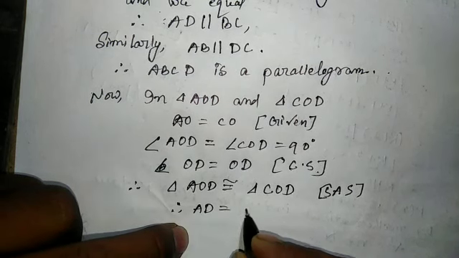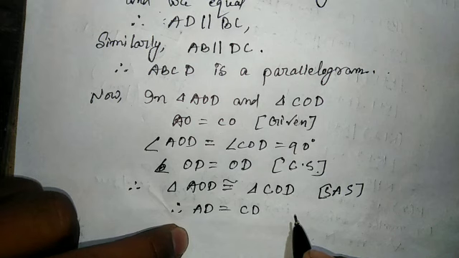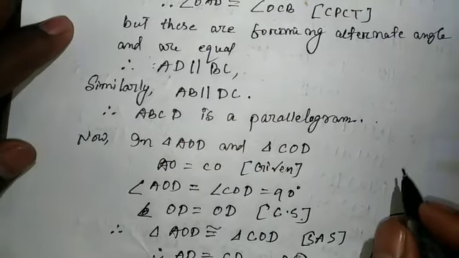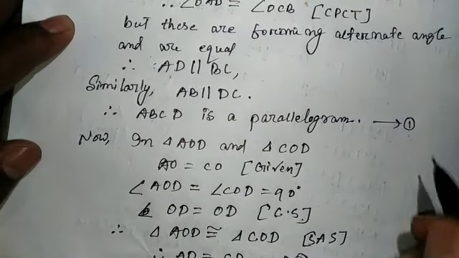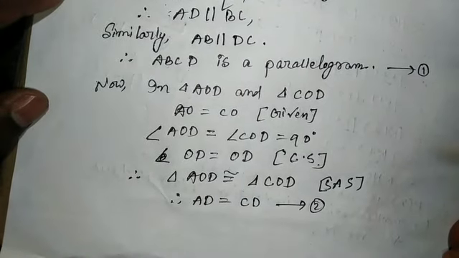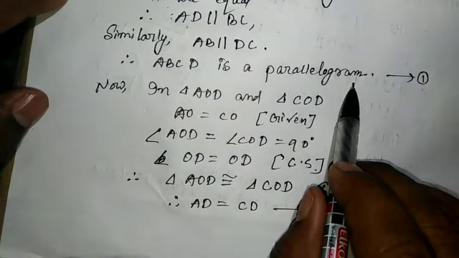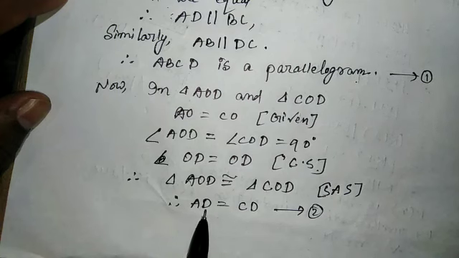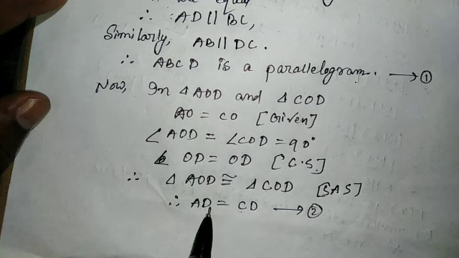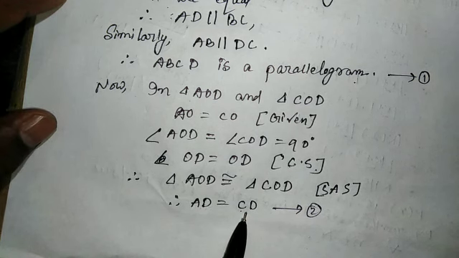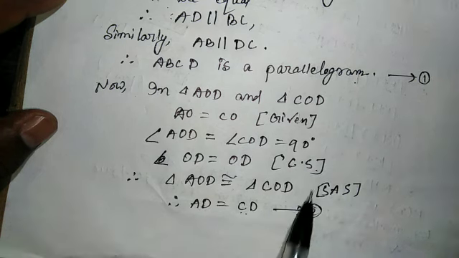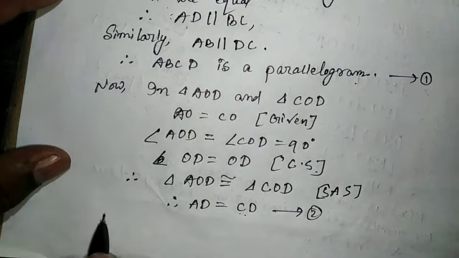AD is equal to CD. In this way we can prove all the sides are equal. So give it equation number 2, and this line is equation number 1. From 1 and 2, what can we conclude? ABCD is a parallelogram, and in this parallelogram, one pair of adjacent sides are equal. When one pair of adjacent sides become equal in a parallelogram, then all the sides become equal. Therefore from 1 and 2 we can write ABCD is a rhombus.